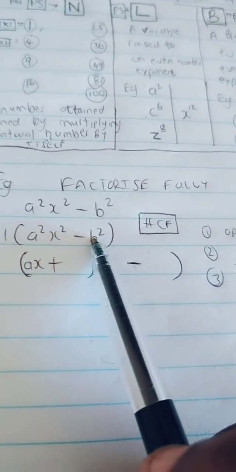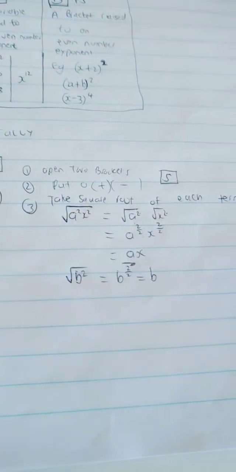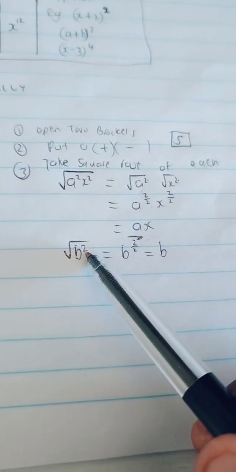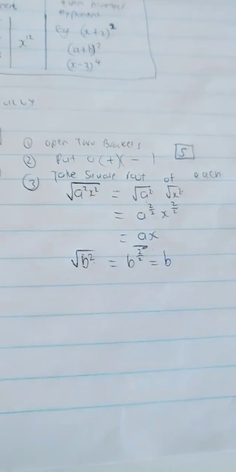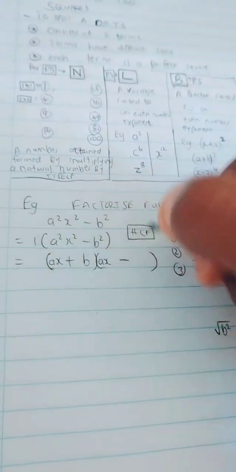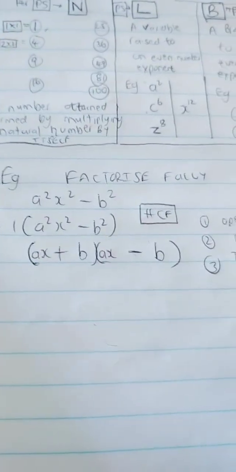Then lastly, you take the square root of b squared, which is the second term in the expression. Then that becomes b, 2 divided by 2, which is b. Remember, when you apply the square root to the square, they cancel each other. In other words, 2 divided by 2 is 1, which basically leaves us with b. So then we have b and b.